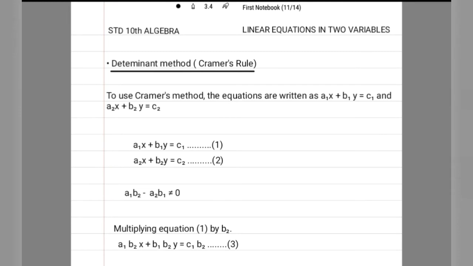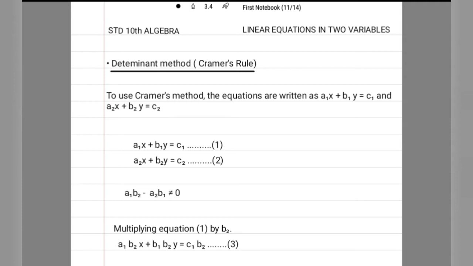Determinant method or Cramer's rule. Now this method was first derived by a Swiss mathematician called Gabriel Cramer, and hence it was named after his name, that is Cramer's method. So let's see how to solve by using Cramer's method, and this method is easy with respect to other methods, and we can solve the sums in really very less time.